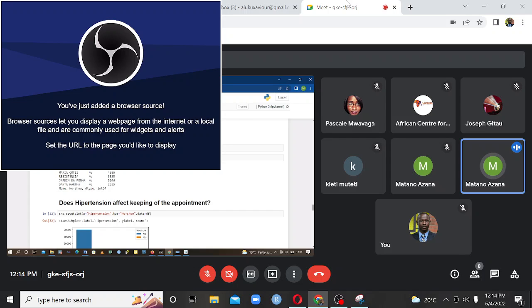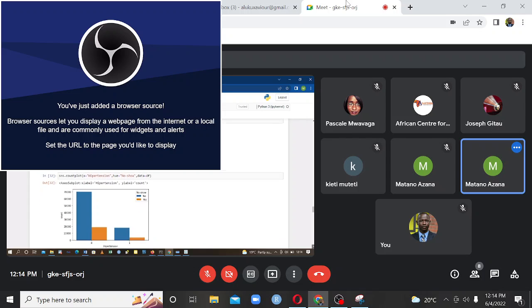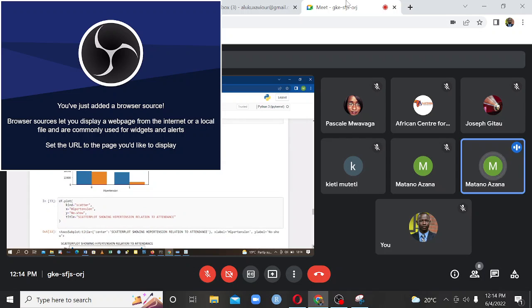The next thing I decided to investigate was hypertension. Does hypertension affect keeping of an appointment? As the figure shows, this is a count plot of hypertension. Those with hypertension who decided to show, and those without hypertension who decided to show, are displayed here. Those with and without hypertension who did not show can also be illustrated.